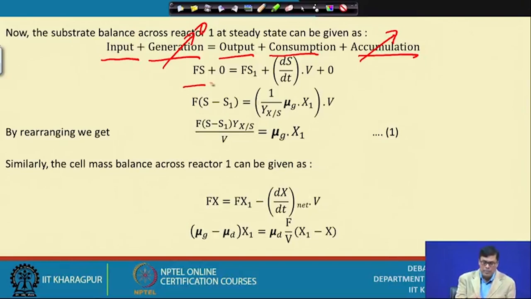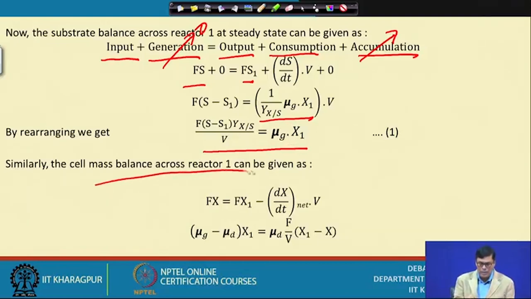So we can write F into S, F into S1 dS by dT into F. Now dS by dT we can write in this form. So this we can write in this form. The F into S minus S1 YX by S by V equal mu z into X1. Now if you write the cell mass balance also, we can come across this equation.